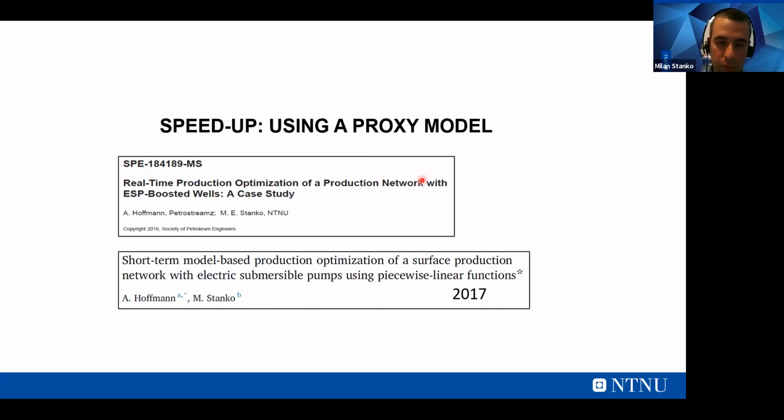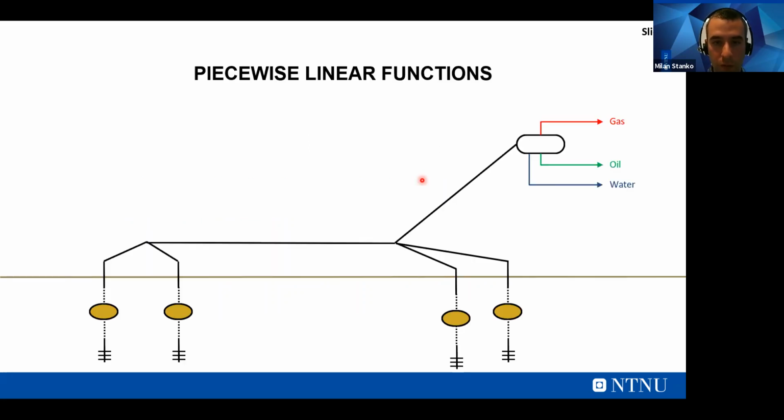So then, after looking at the running time, which was quite significant, and we wanted to run more and more cases, we looked into how we can speed up this optimization. And one of the ideas that came was to use a proxy model. It came from Arnaud Hoffman. He was in Petrostreams. He was working in his master thesis on a similar method. And he proposed to use the method on this case, and it was actually quite successful.